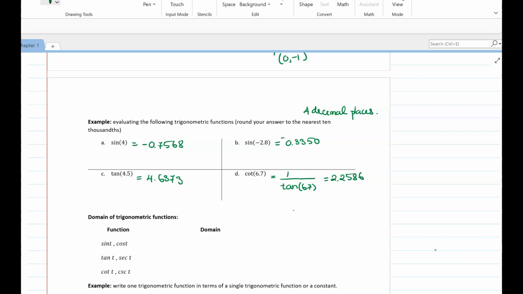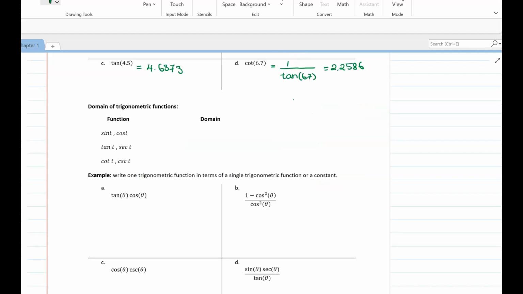Now, similarly, if you need to calculate the value of secant and cosecant, you need to use the reciprocal of cosine and sine, respectively. So let's take a look at the domain of the trigonometric functions. Sine of t, cosine of t. Remember, t is the terminal point, a value on the unit circle, and it can go around the unit circle as many times as you like. So this t value can be any real number, from negative infinity to infinity.